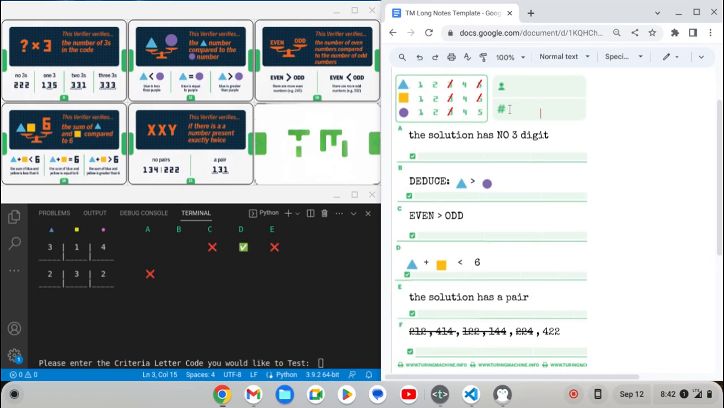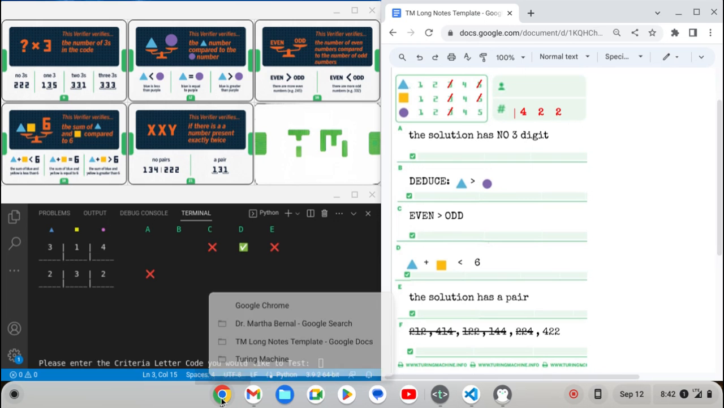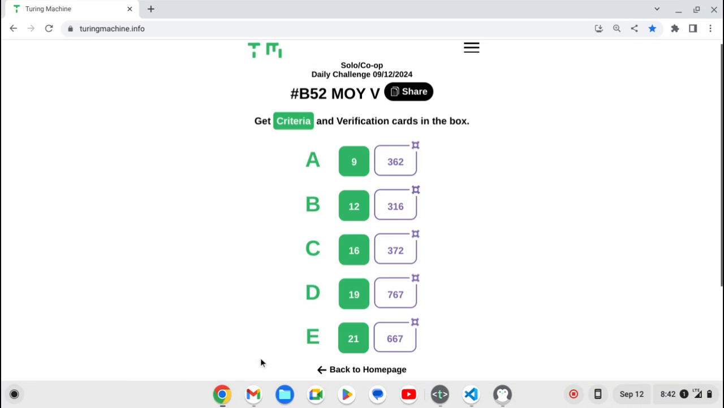I'm experiencing a little bit of a lag here. Hopefully the numbers will start popping up. There we go. Let me just adjust it. Okay, well, let's go ahead and test the proposed solution of 422. Let's take a look and see how we did.